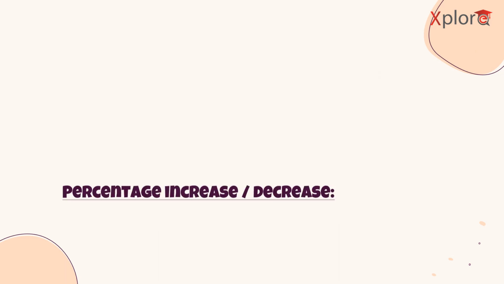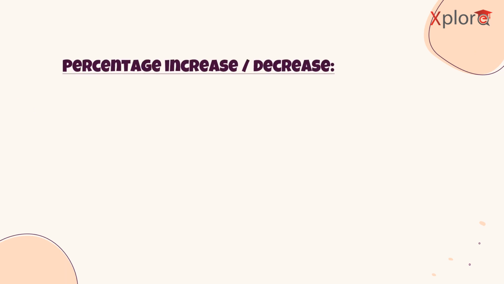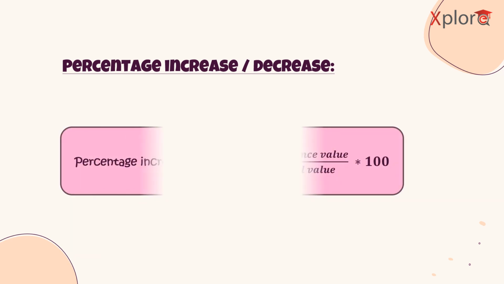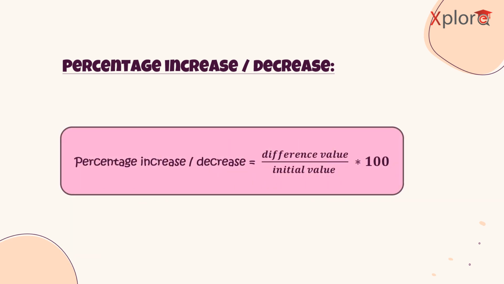Let's see about percentage increase and percentage decrease. So we have only one formula for percentage increase and decrease, which is nothing but the difference value by the initial value into 100. So the percentage can decrease or increase according to the initial value alone. Now let's solve a problem using percentage increase and decrease so that we'll understand it very clearly.